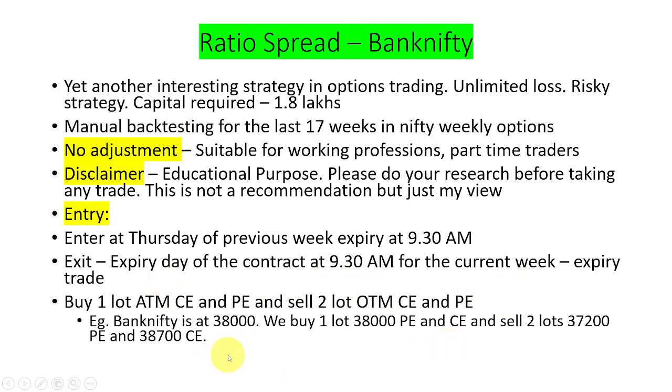For example, say Banknifty is at 38,000. We'll be buying 1 lot of the 38,000 call and put, and we'll be selling 2 lots of the 37,200 put and the 38,700 call. You can see this is 800 points away from the ATM, and this is 700 points away from the ATM. So it is not the same between call and put. It can differ. At times the put can be a little less and the call more, but generally the put will be further away because the put premium will be relatively higher than the call premium. So this is the criteria.